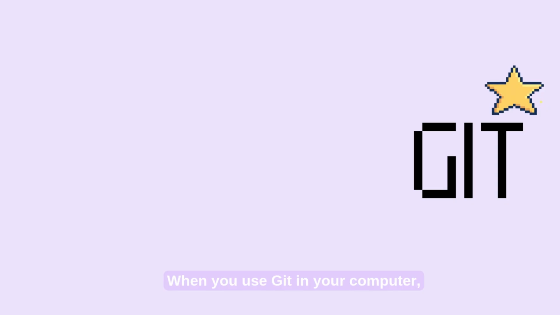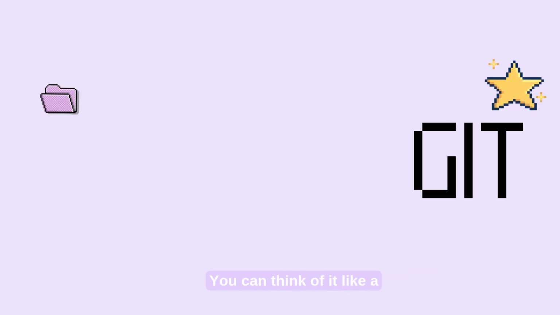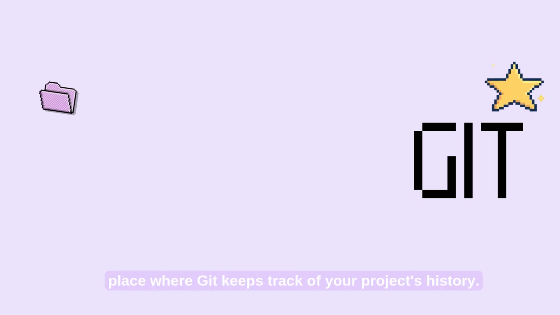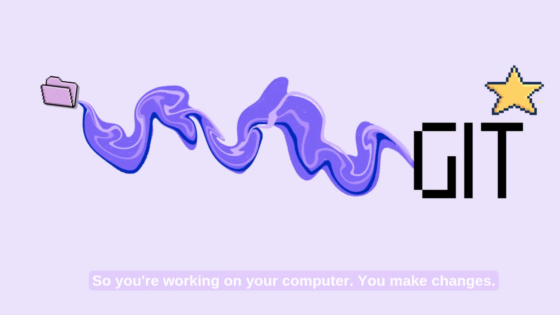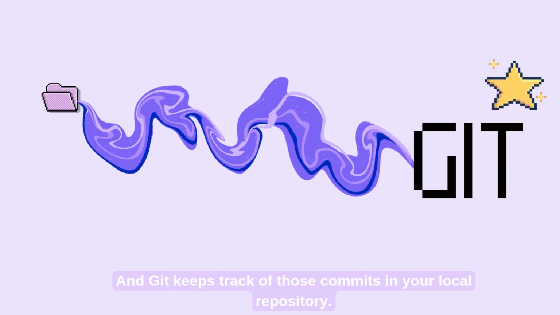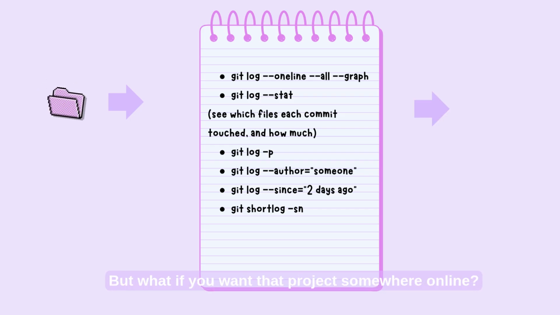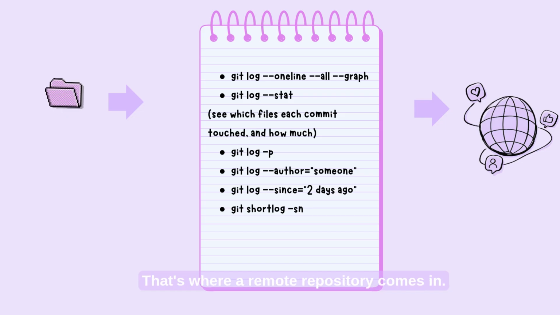When you use Git on your computer, your project can have a local repository. You can think of it like a place where Git keeps track of your project's history. So you're working on your computer, you make changes, you create commits, and Git keeps track of those commits in your local repository. That's happening locally on your computer. But what if you want that project somewhere online? That's where a remote repository comes in.